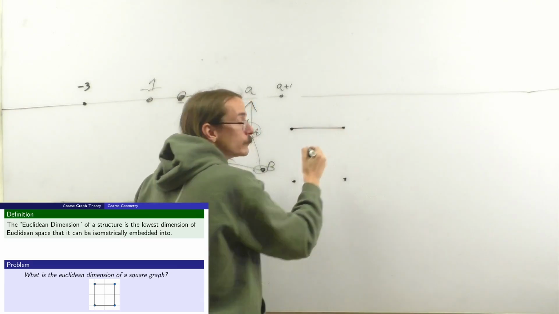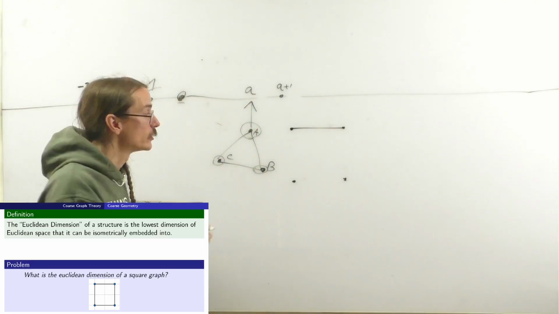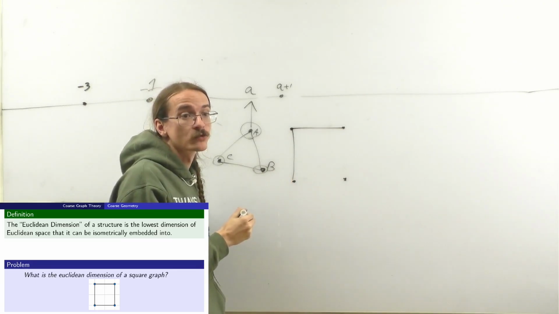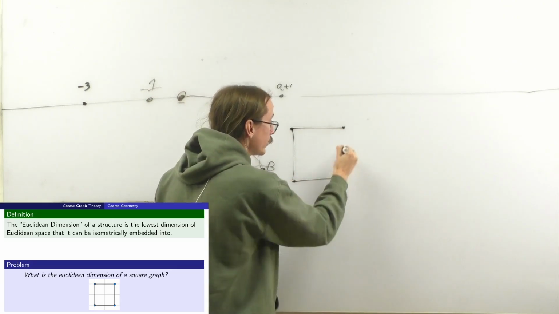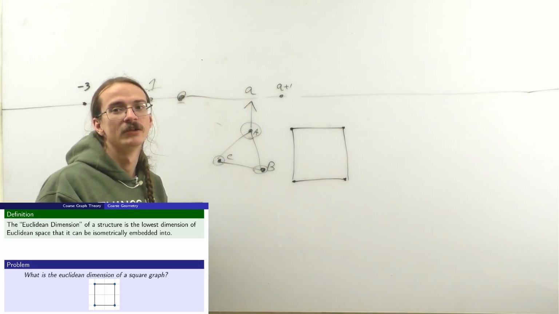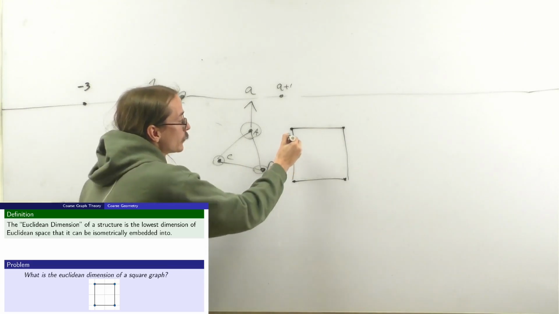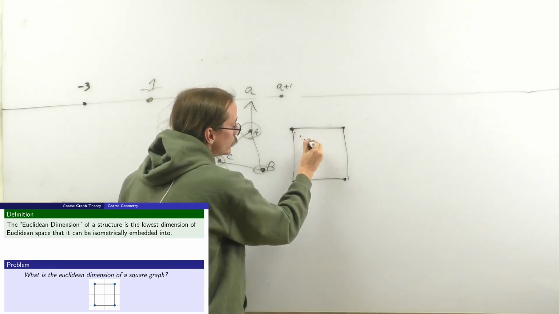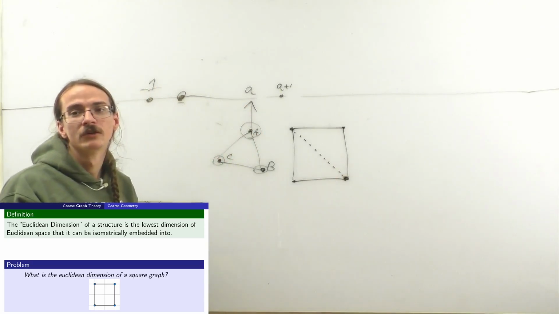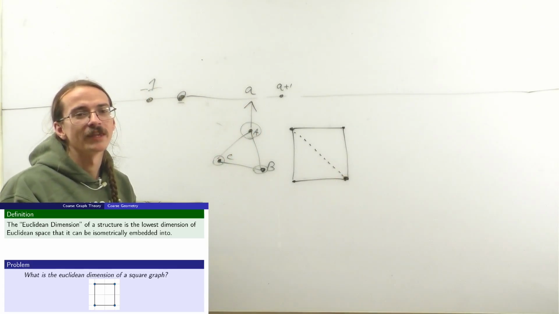Distance from here to here, that's 1 as required. Distance from here to here, that's 1 as required. Distance from here to here is 1. Distance from here to here is 1. What's the problem? Yeah, what's the distance from here to here? Square root of 2. Thank you, Pythagoras.